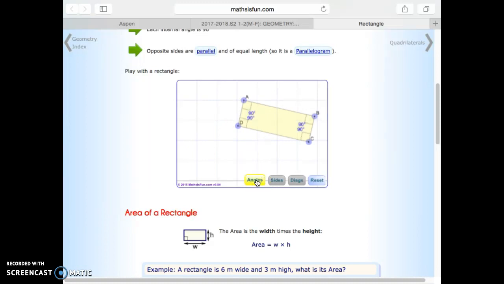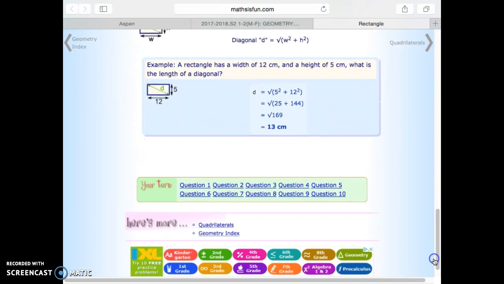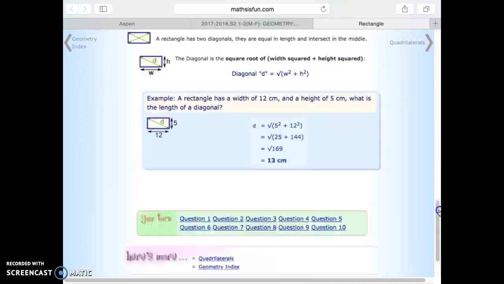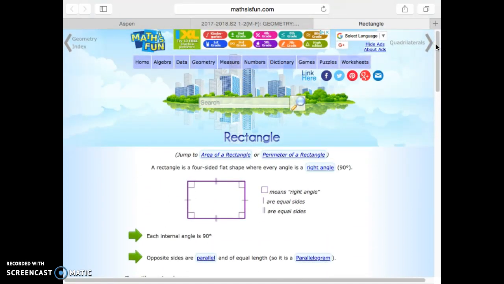When you do that, if you did the sides, you would notice that, oh look, opposite sides are always congruent, and you can look at the diagonals and see what happens there. It gives you some formulas, and down at the bottom, questions that you can answer to practice. So you want to go to this website, the link is in Canvas, and take some notes on rectangles.